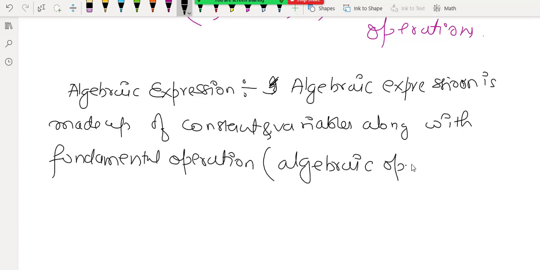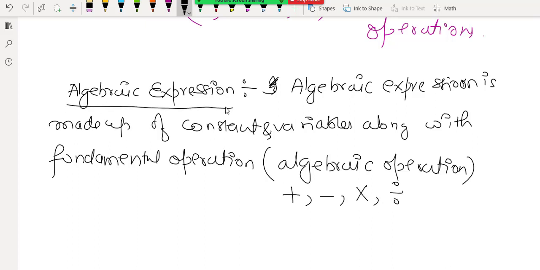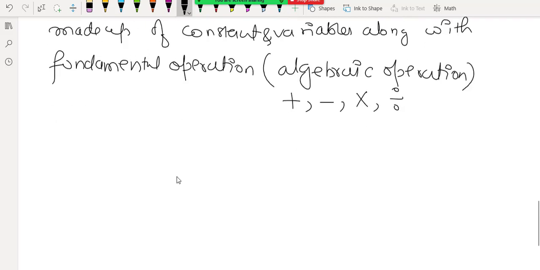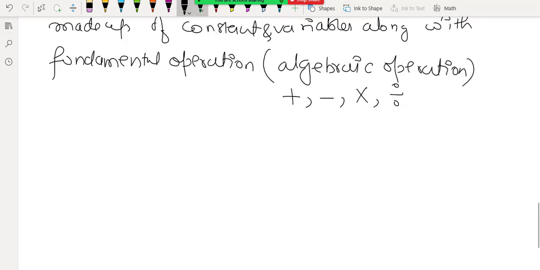So what are fundamental operations? Plus, minus, multiplication, divide. So an algebraic expression is made up of three things, that is constants, variables along with fundamental operations. Let's see some examples of algebraic expression. 2x plus 3y minus 5. This is an algebraic expression.